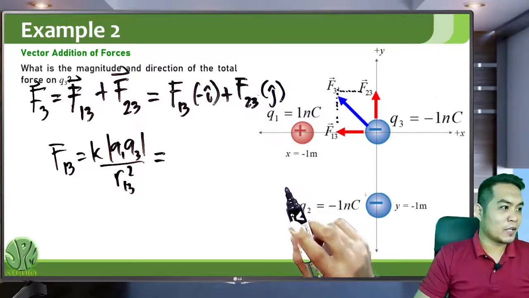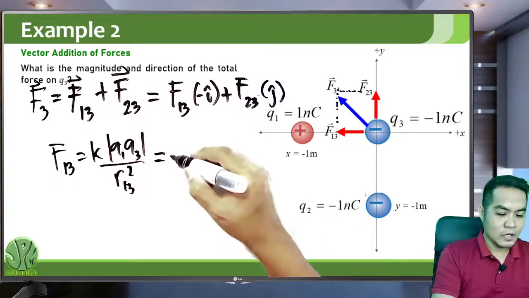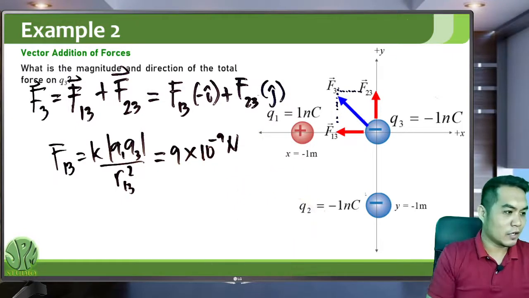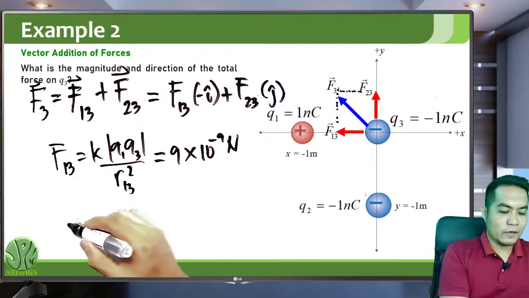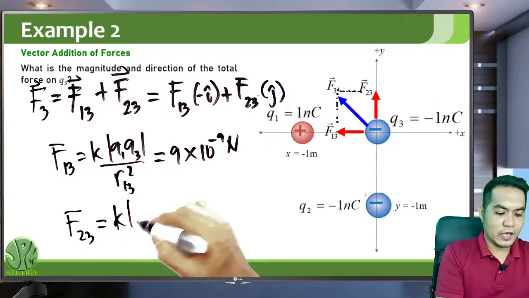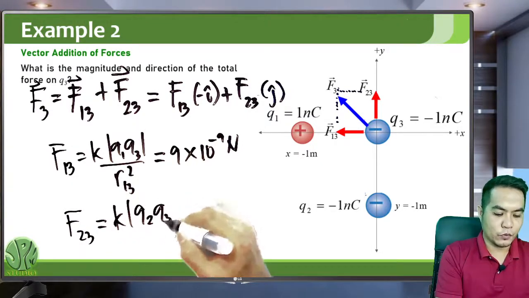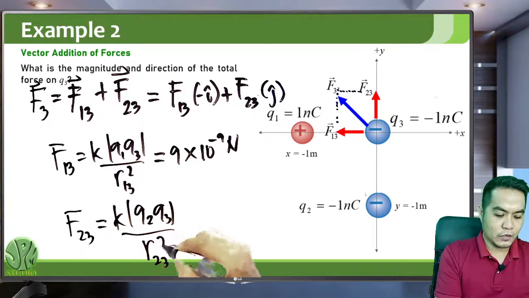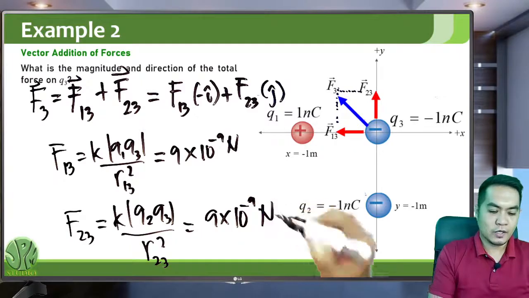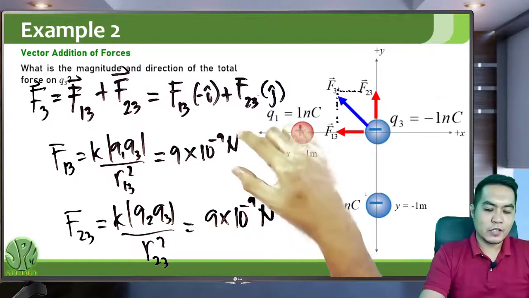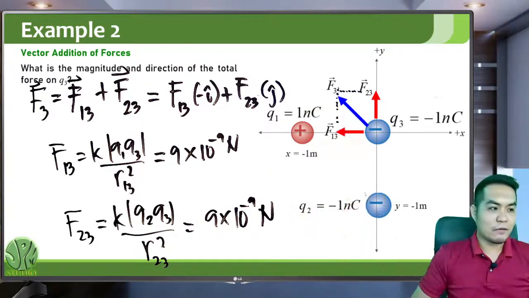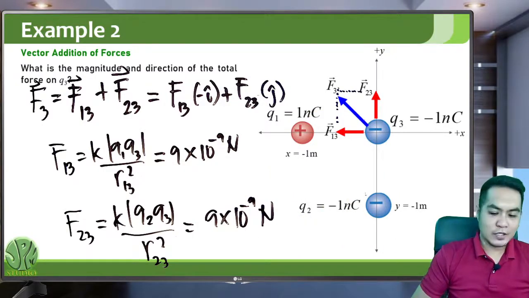You will get a value of 9 nanonewtons, or 9 times 10 to the -9 newtons. So for F23, still do the same. So absolute value of Q2, Q3 over R23 squared, you will still get the same value, 9 times 10 to the -9 Newton. So you substitute this to that, and you can now find your total force vector.